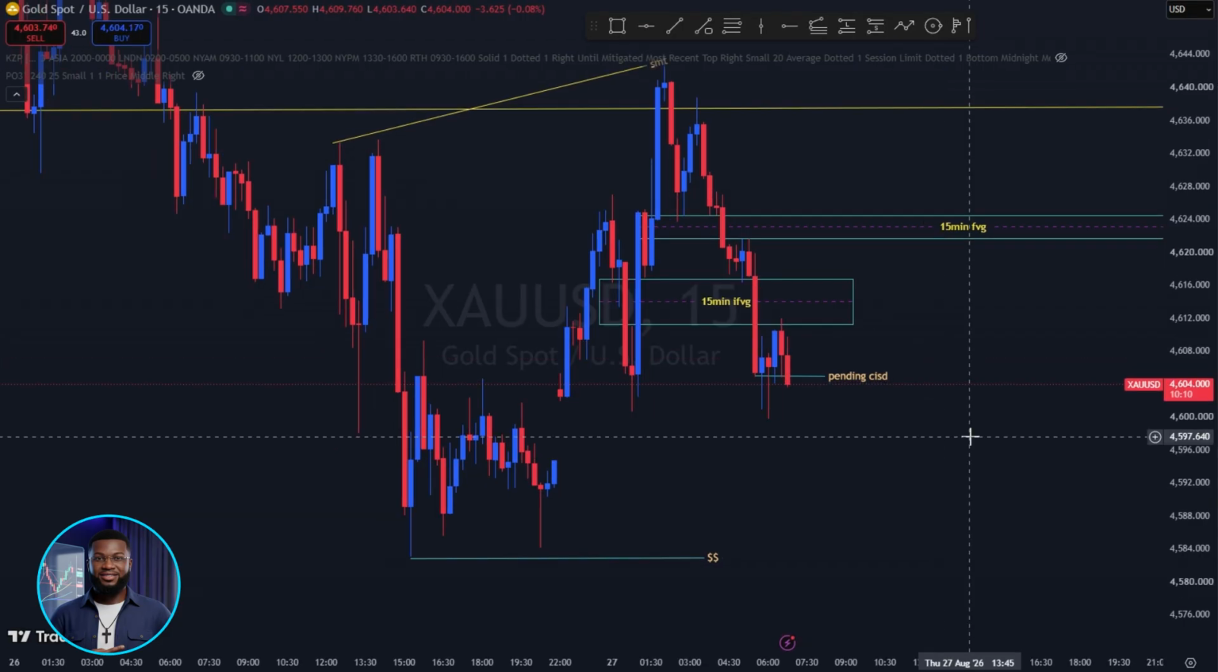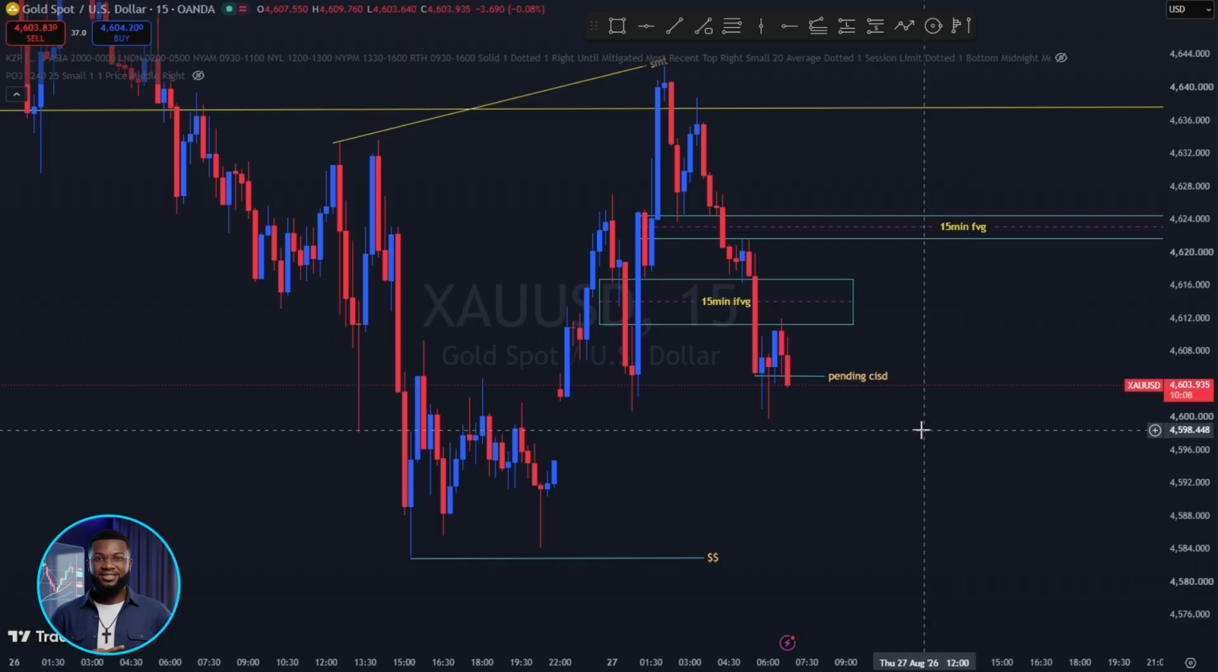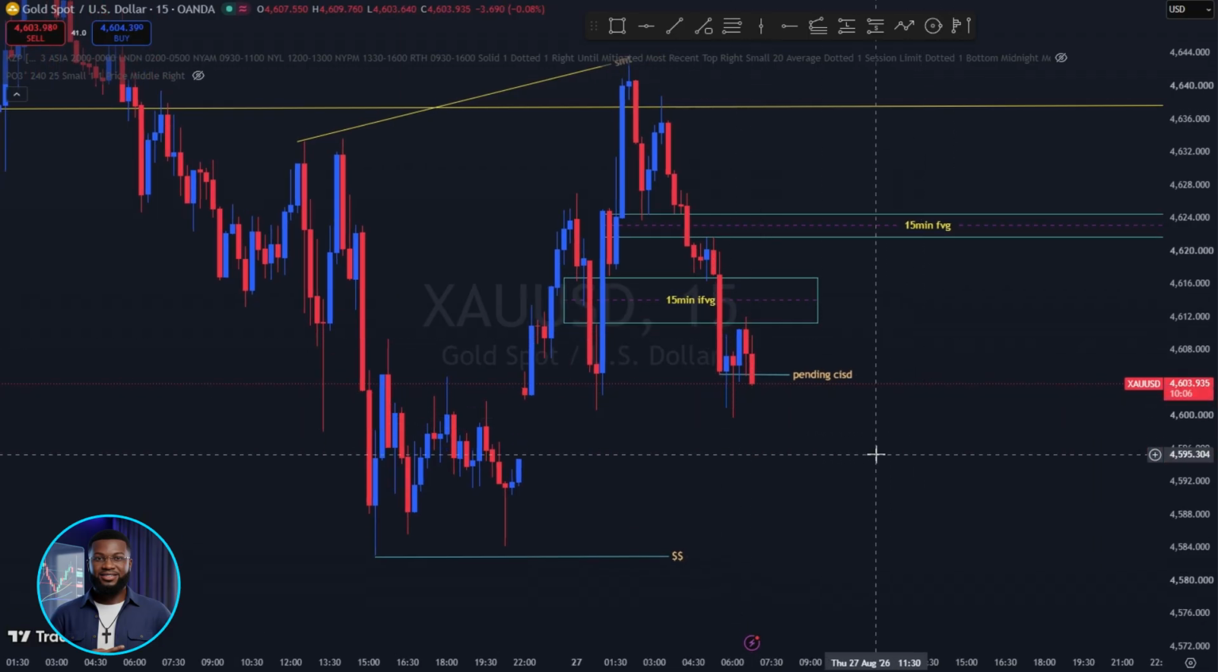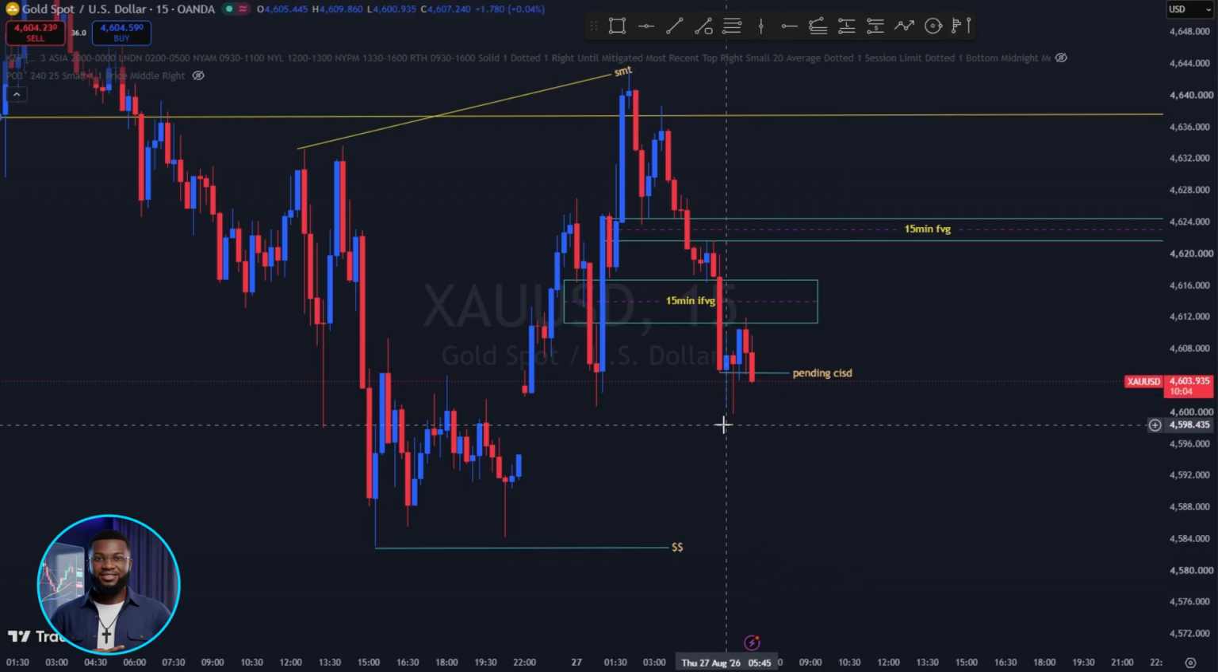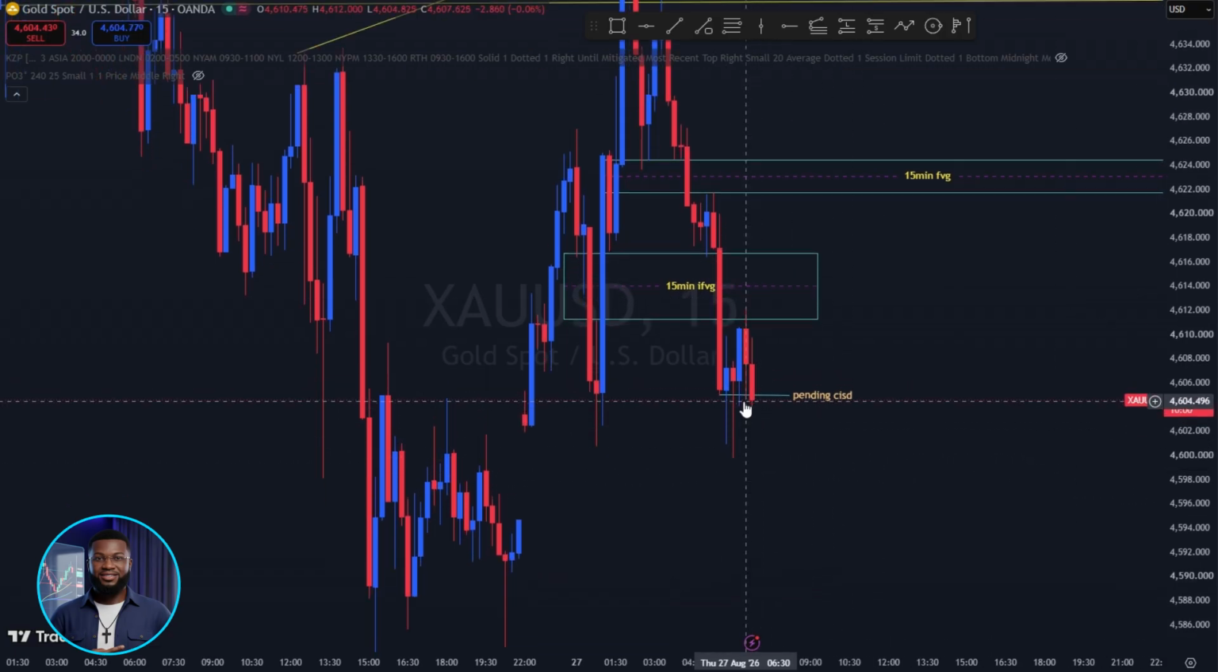All right, guys. So you can see right here on gold, as we anticipated, now we are waiting for this 15 minutes candle to close at exactly 7 a.m.